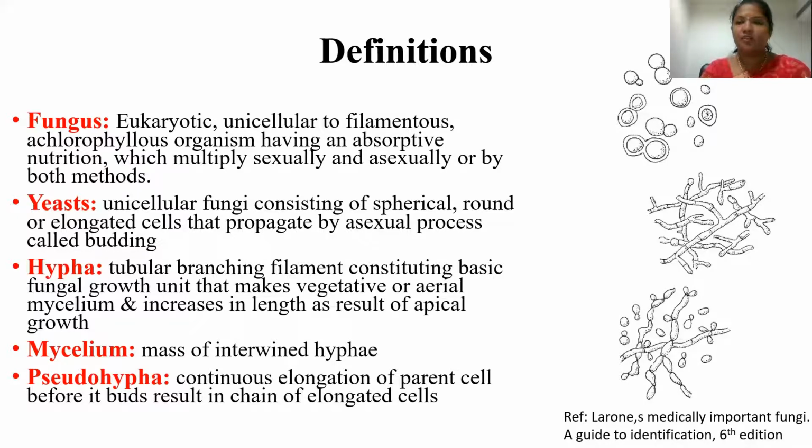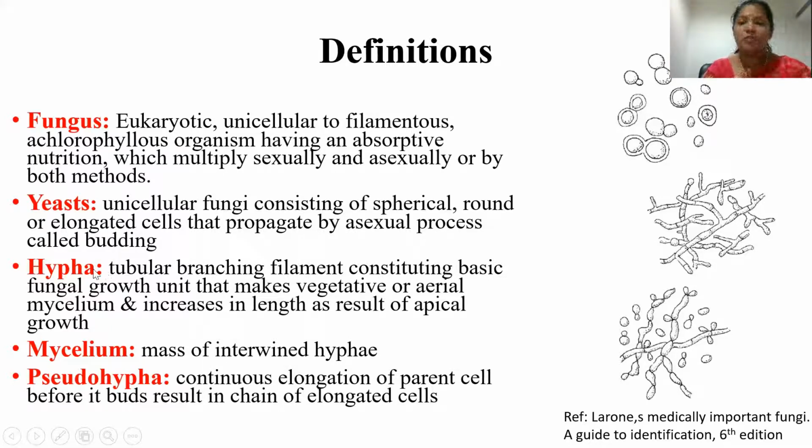So what are yeasts? These are unicellular fungi consisting of spherical, round or elongated cells that propagate by an asexual process called budding. Here you can see these are the budding cells. Either it can be broad-based or narrow-based budding, or it can produce pseudohyphae, or these cells can have septum. So this was about yeast.